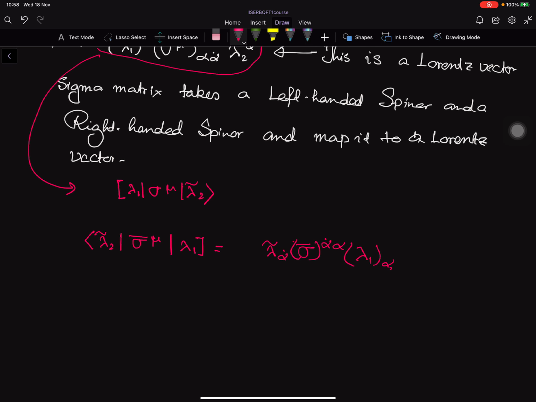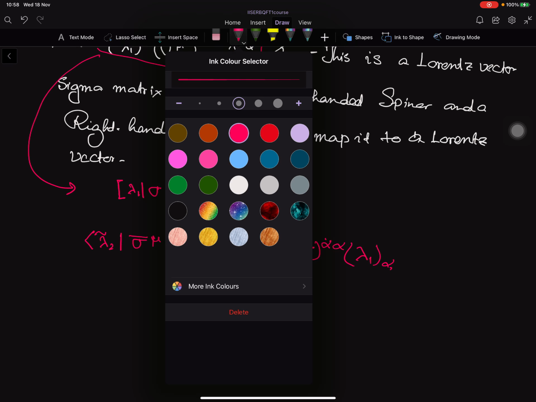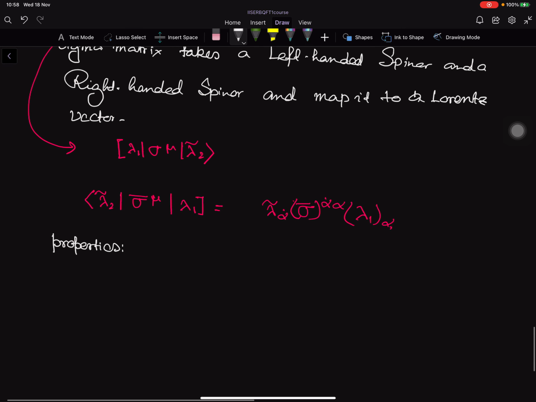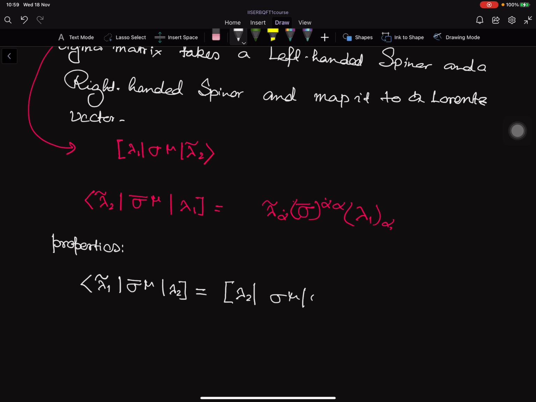It's very important to remember these important properties that you can show. One is that lambda 1 tilde sigma bar^mu lambda 2, angle bracket square bracket, is the same as lambda 2 square bracket sigma^mu lambda 1 tilde angle bracket.